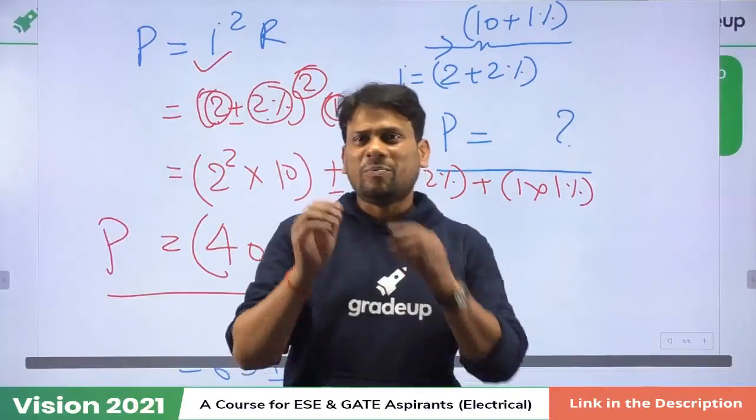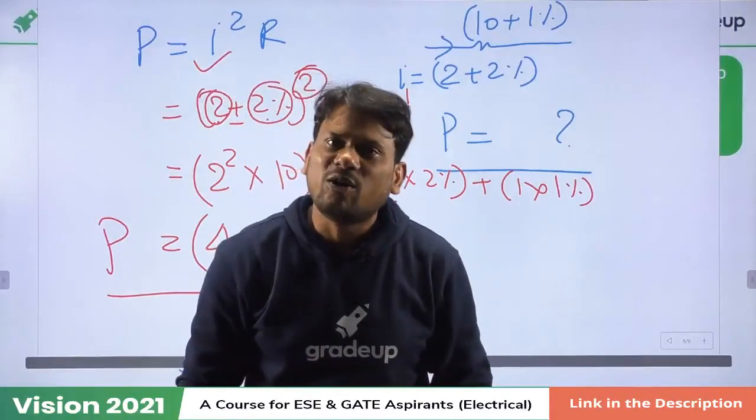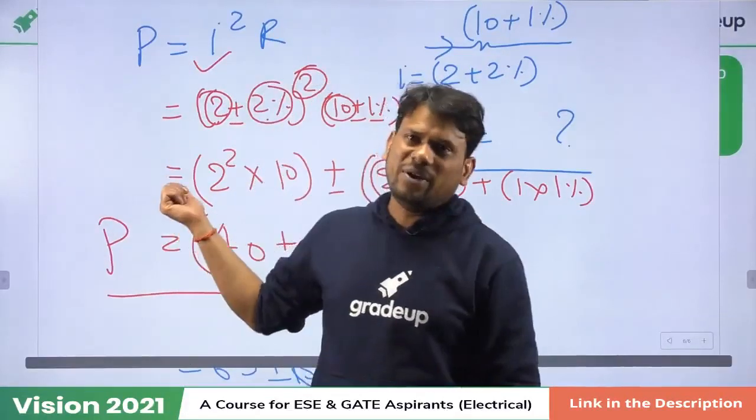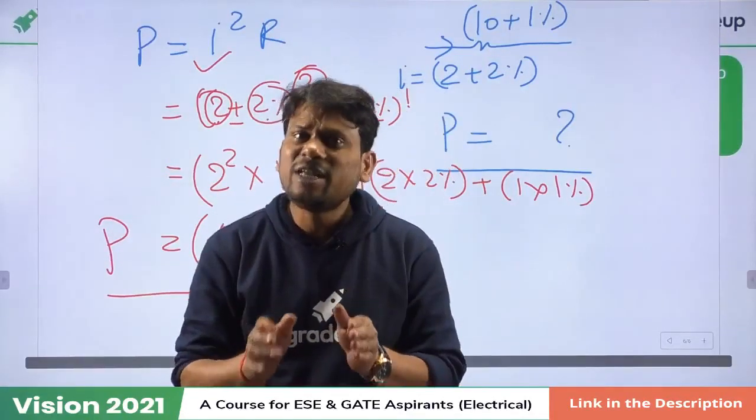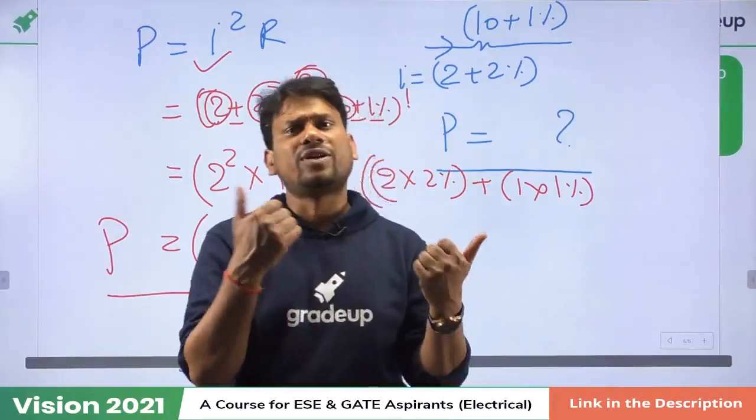So in that type of problem, we have to simply add all the errors. Whatever power is given, then multiply power with the amount of relative error.